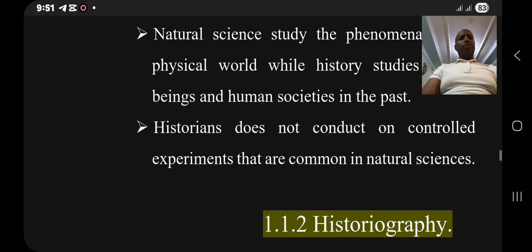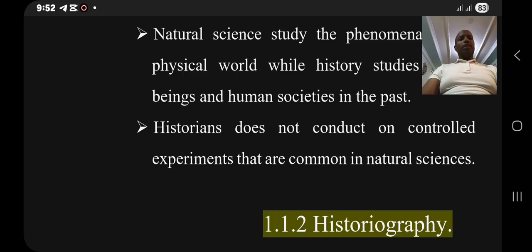Sometimes history and natural science are similar in some aspects. For example, their similarity is that both subjects study based on evidence and critical research. So, in such a way, both subjects or disciplines have similar ideas. These are very important topics in our first subtopic.